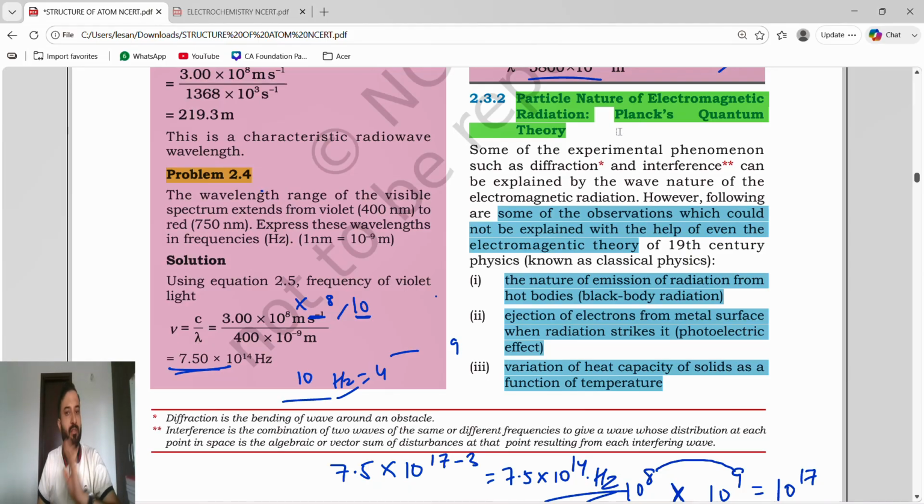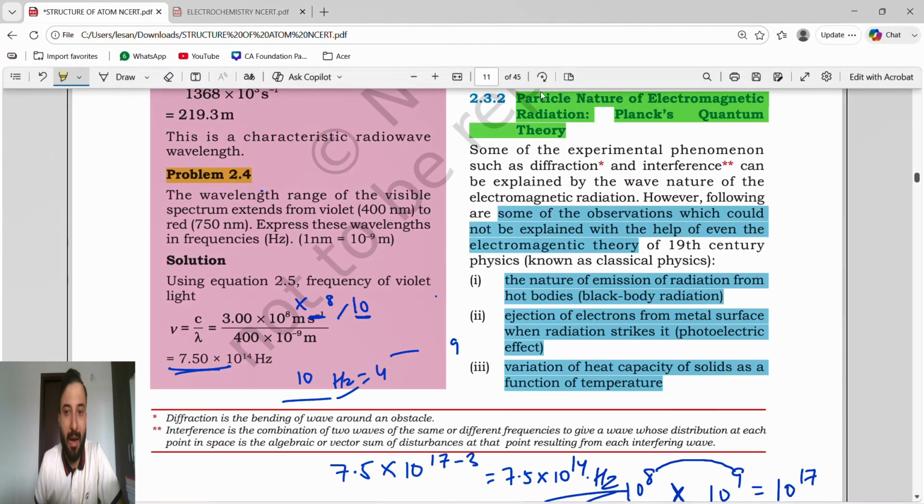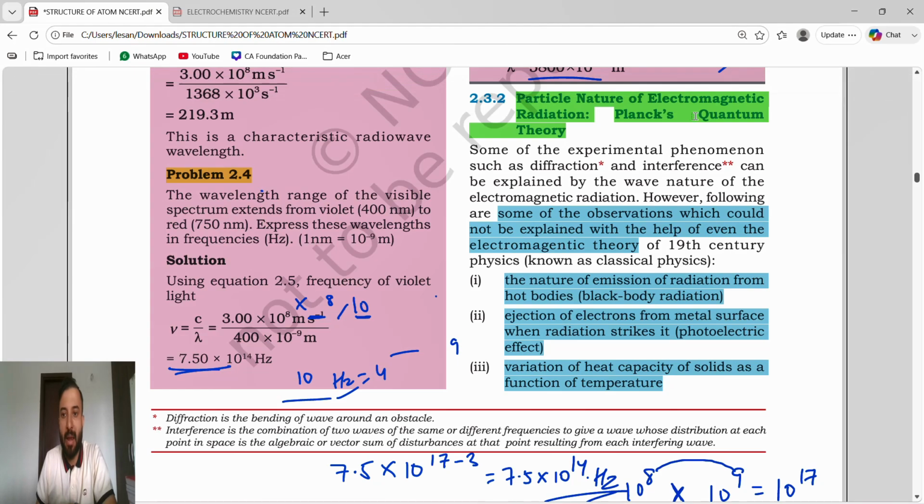Now guys, wave nature is done. Now we will see the particle nature of electromagnetic radiation. The particle nature of electromagnetic radiation is explained by whom? Planck's quantum theory. Planck was the scientist who explained this particle nature of electromagnetic radiation. So particle nature of electromagnetic radiation is explained by Planck's quantum theory.